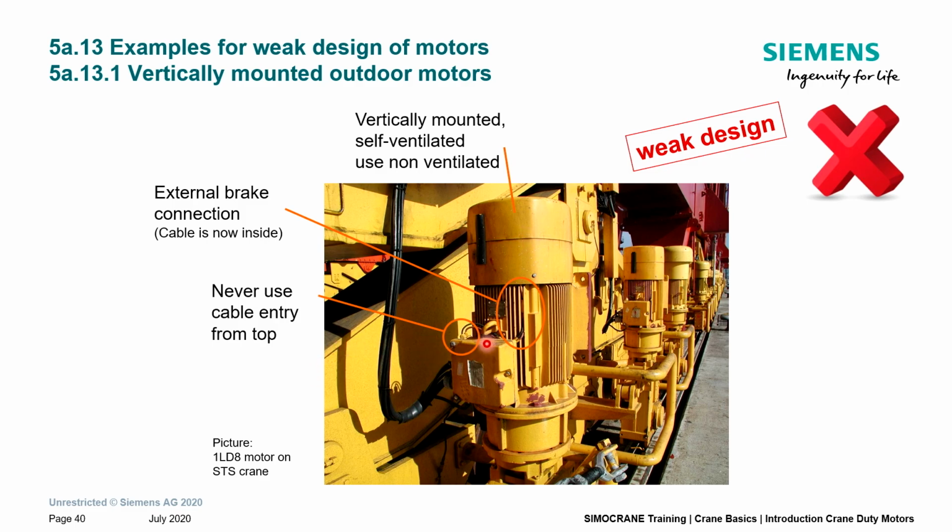For example, this small cable here goes into the terminal box. Never use cable entry from the top, because for outside installations, when it's raining, the rainwater follows the cable, and that means the water always stands here at the cable gland, and it's a matter of time until the water can get in.